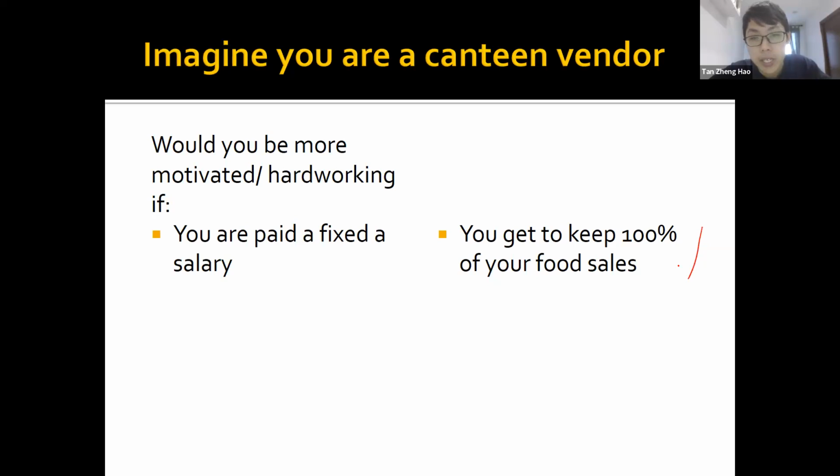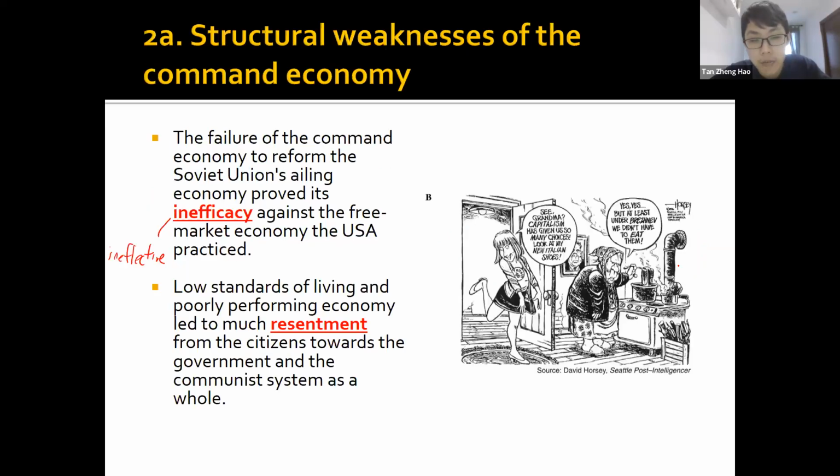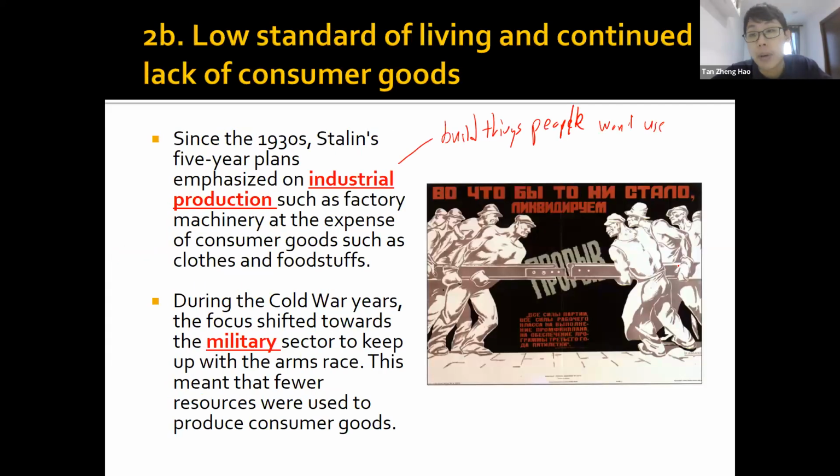So the USSR's economy was very ineffective, very inefficient. There was a lot of resentment towards the communist way of doing things. All right, and you remember that even from the time of Stalin, all the way back in chapter 2, we learned that sometimes it was good because the government can pump in a lot of resources to produce a lot of things, but sometimes it doesn't work out, because consumer goods tend to be neglected by the government.